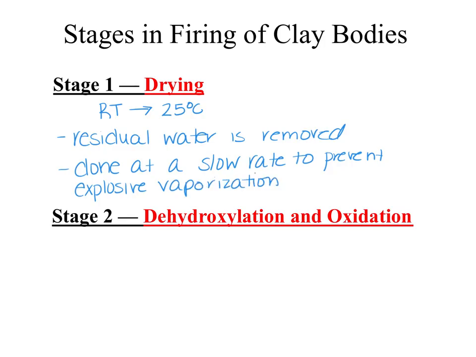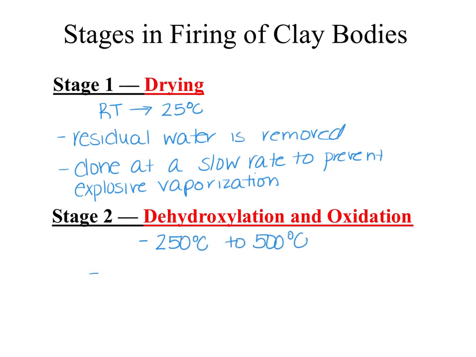Okay. So I mentioned that, hey, that first heating up, we're going to go kind of slowly. We want to go slowly because we don't want all the water to evaporate all at once and have explosive vaporization. Now the next stage is called dehydroxylation and oxidation, and this occurs from 250 degrees Celsius to 500 degrees Celsius.